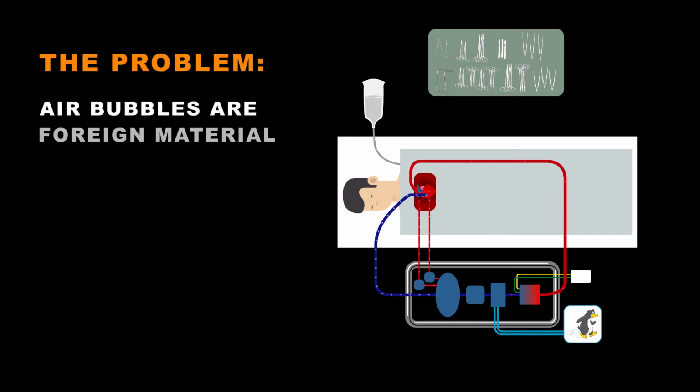Air is introduced into blood by suckers, vents, the open chambers of the heart, temperature changes, the air-blood interface in an open reservoir, and syringes and IV lines are obvious sources of air introduction.